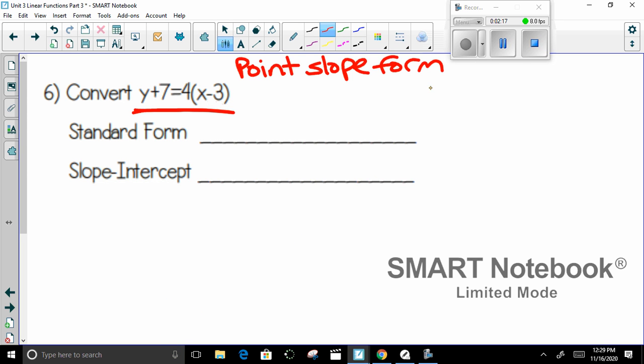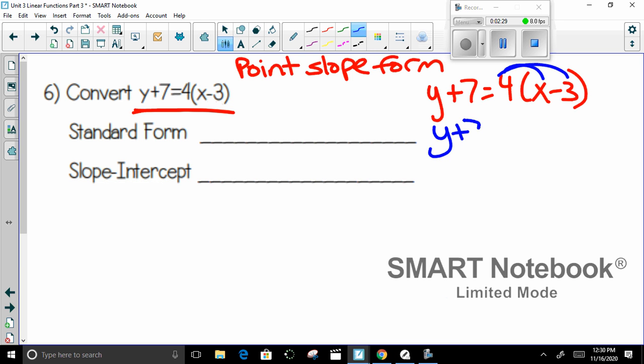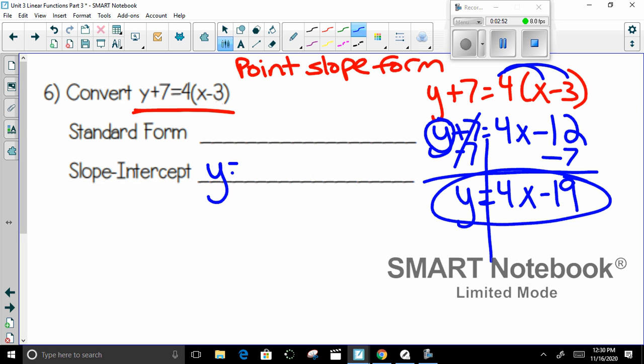All right, what should I do first? I'm going to do some work on the side. What should I do first here? I want to get it into slope-intercept. So, very good. You want to distribute to get rid of your parentheses. And then if you get y by itself, get rid of the plus 7. So subtract 7. And I have to subtract it from the minus 12 because those are like terms. So what is that? 4x minus 19? Now, what form is this in when y is by itself? Very good. That's slope-intercept. So put that there.